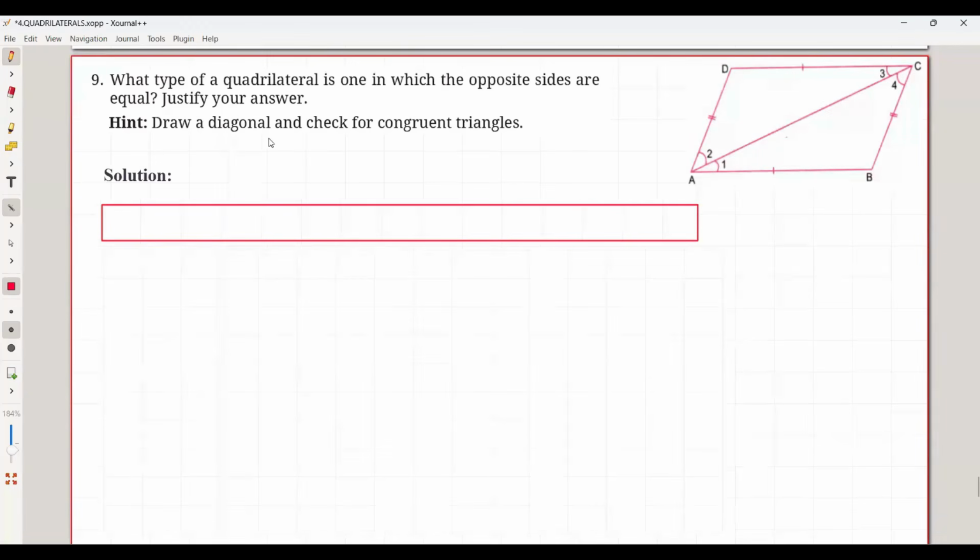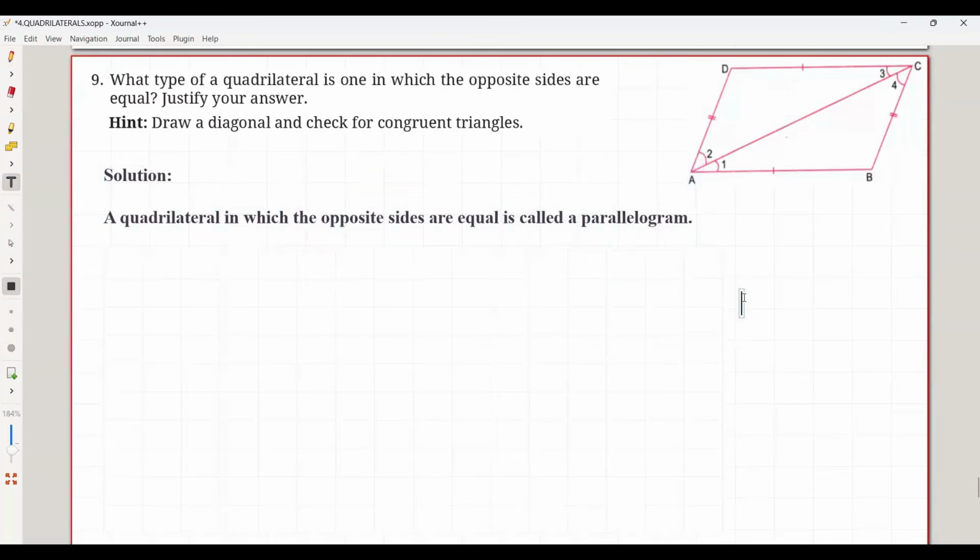We have to draw the diagonal and check for congruent triangles, and we also have to give the proof. I'll show the answer first, then we'll give the proof. A quadrilateral in which the opposite sides are equal is called a parallelogram. How will you prove this? We have to prove ABCD is a parallelogram. Parallelogram means we have to prove that opposite sides are parallel. They have given equal, so now I have to prove opposite sides are parallel. If I prove that, I can say it's a parallelogram.